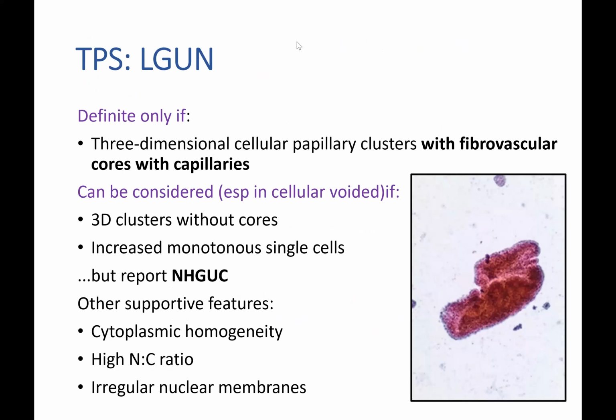The Paris system, however, does provide criteria for low-grade urothelial neoplasia. We can make a definite diagnosis only if there are three-dimensional cellular papillary clusters present, and these should have fibrovascular cores with capillaries. If you've got a very cellular voided urine with numerous 3D clusters and increased monotonous single cells, you could suggest low-grade urothelial neoplasia, but should report the sample as negative for high-grade urothelial carcinoma. Other features that support that there may be an underlying low-grade urothelial neoplasm are cytoplasmic homogeneity, a high NC ratio, or irregular nuclear membranes.